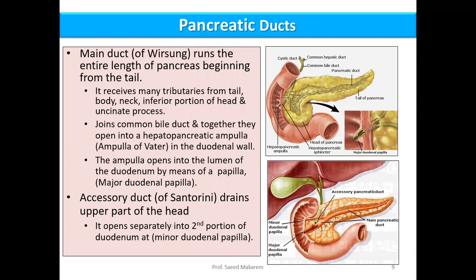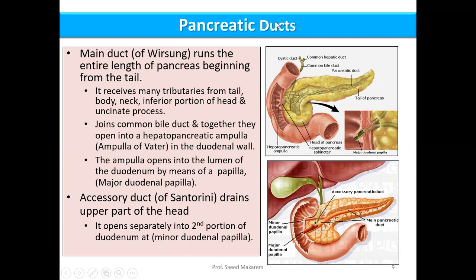Now coming to the pancreatic duct. So we have seen the anterior and posterior relations. If you cut and look inside the pancreas, you can see this is the pancreatic duct. As you know, the pancreas is both an exocrine and endocrine gland. How do you identify the exocrine gland? By the presence of the duct. So this has a duct, so it is exocrine.